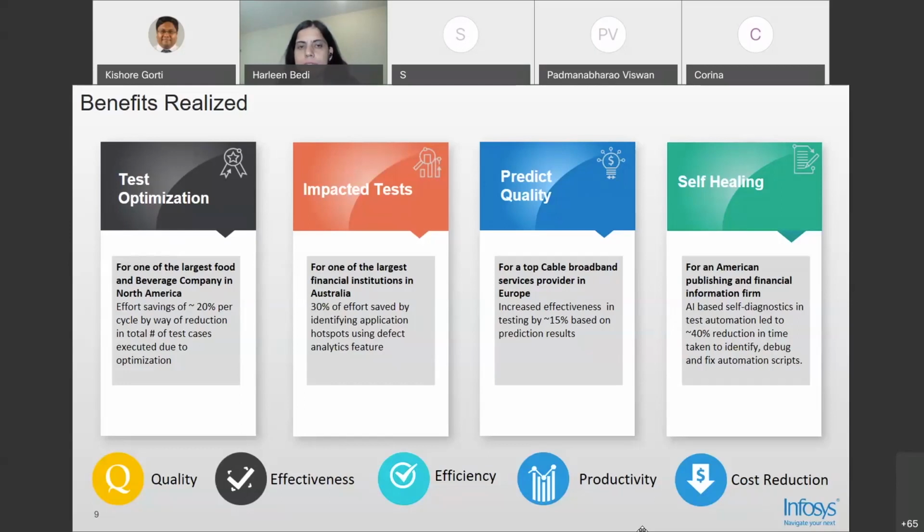So obviously, with these various use cases, or the various interventions from AI and ML, and how you bring them into QA, there are ways to improve effectiveness, efficiency, and productivity, and hence reduce the overall cost. So thanks. That brings me to the end of my presentation.